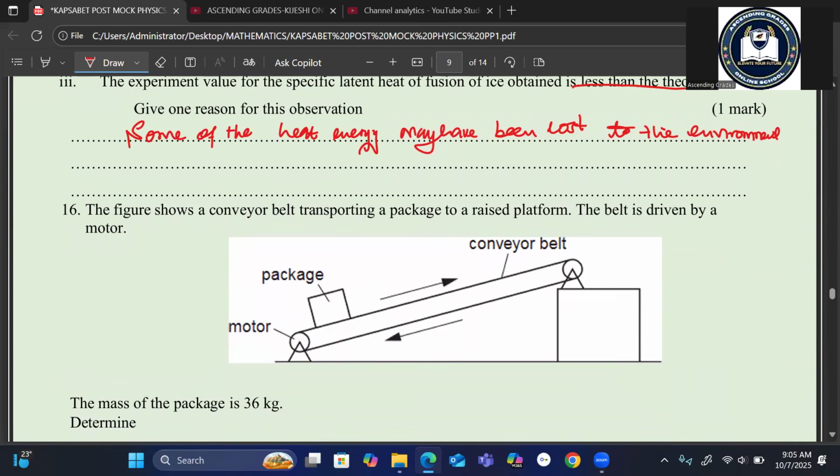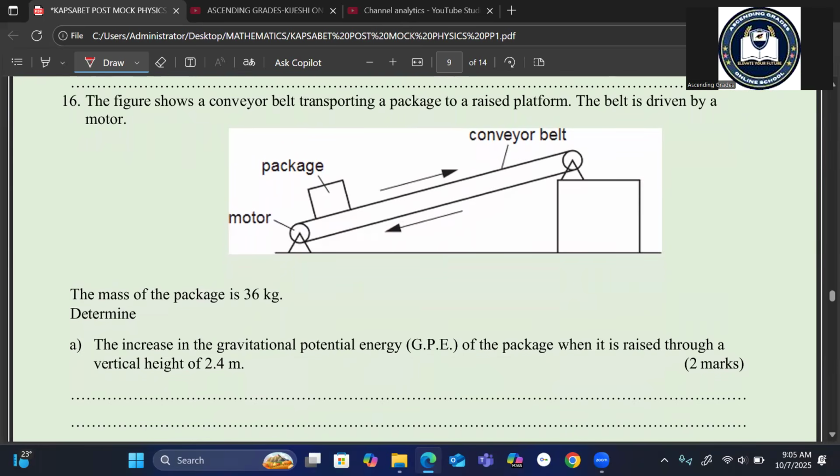We have our question 16. The figure shows a conveyor belt transporting a package to a raised platform. The belt is driven by a motor. So you can see where we are having a motor. These are conveyor belts, and if you look at the setup, it's like an inclined plane.